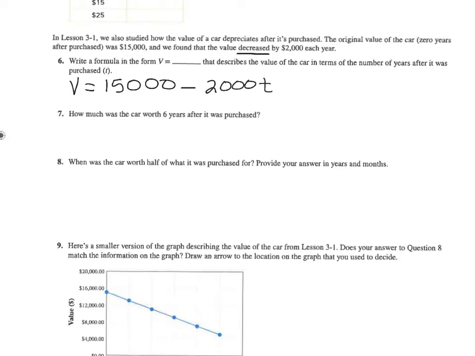So if you look at that, 0 years, well, it's just 15,000. 1 year, you're going to subtract 2,000. 2 years, you're going to subtract 4,000, and so on. So how much was the car worth 6 years after it was purchased? So if V is the value and T is the years, it makes sense to substitute the 6 in for T.